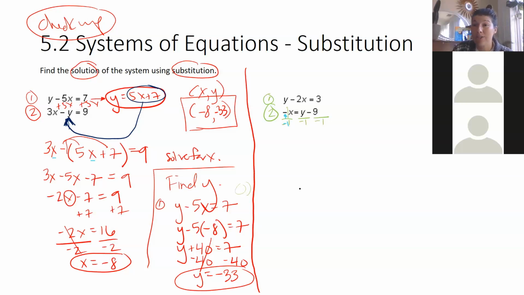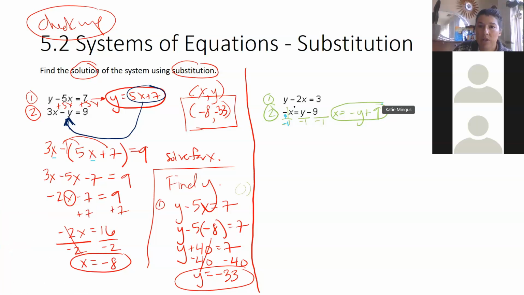Good. Now rewrite what you have. x equals what? -y plus 9. Beautiful. Do you have one of your equations solved for one variable? Yes. Hot dog, you do. Okay, so we know x is equal to -y plus 9. So now is where we get to substitute.